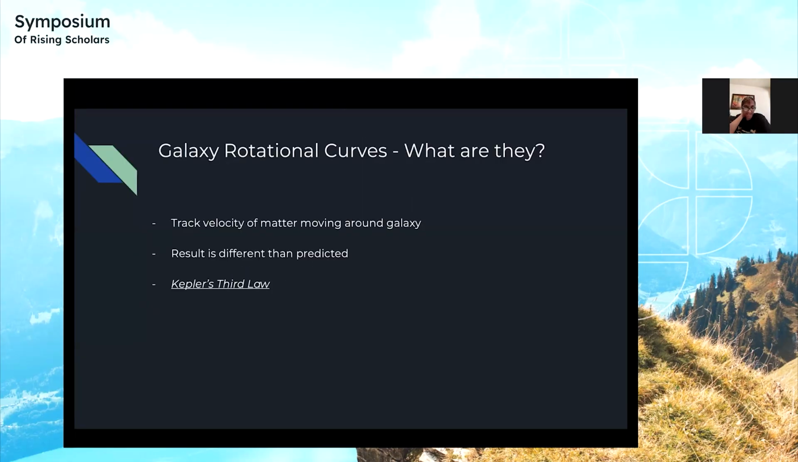Galaxy rotation curves. They are plot graphs that track how fast stars and gases are moving around the center of the galaxy. The actual curve is different from the predicted curve, which is based on Kepler's third law, which states the further the planet from the star, the slower it will orbit the star. Scientists applied this logic to galaxies, but they were very wrong. Not very wrong, but they missed that dark matter would be there.